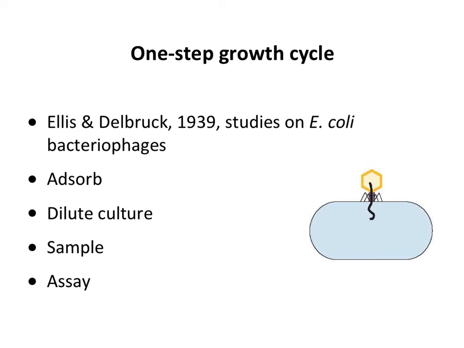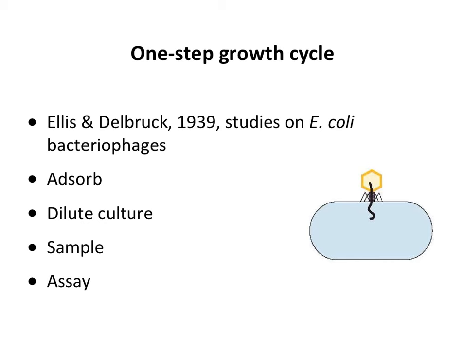coli. Now, Max Delbruck was a physicist who came to biology. He got interested in biology and then came to virology in particular because he could make it quantitative, as he was used to in studying physics.